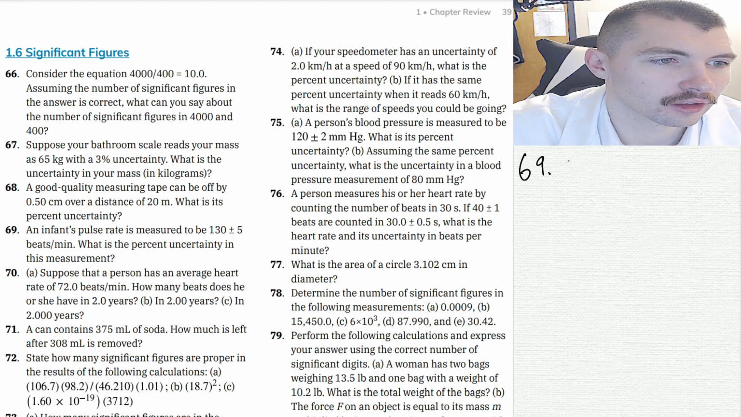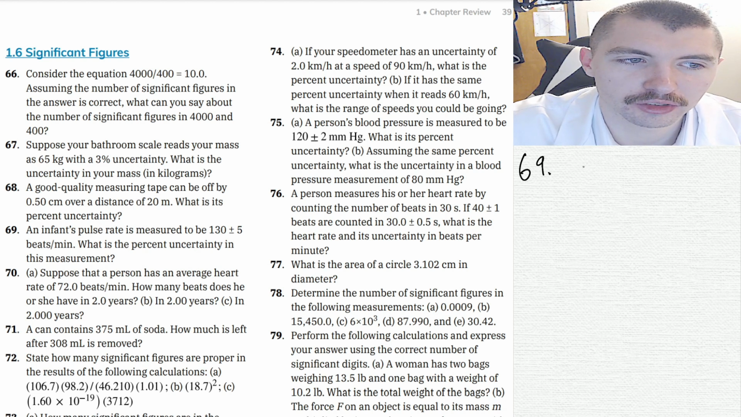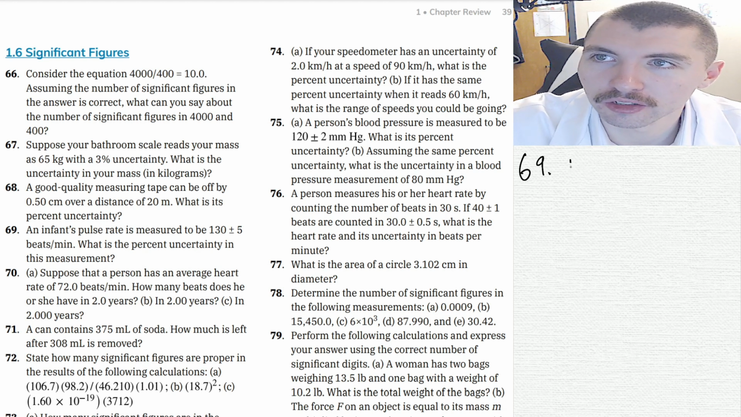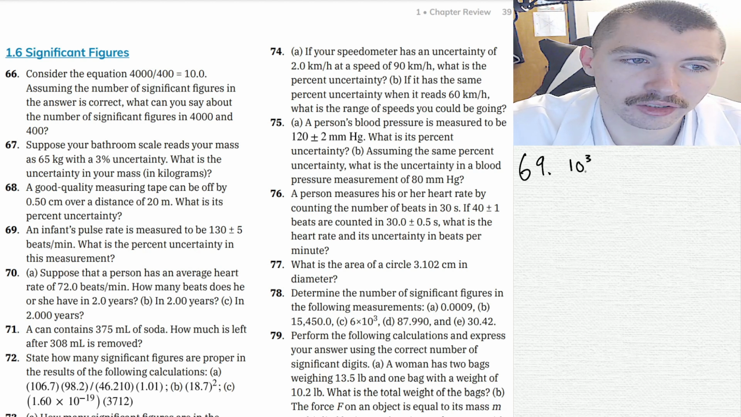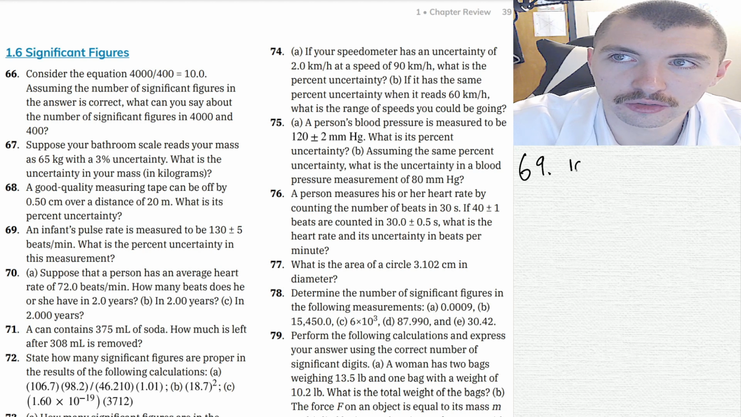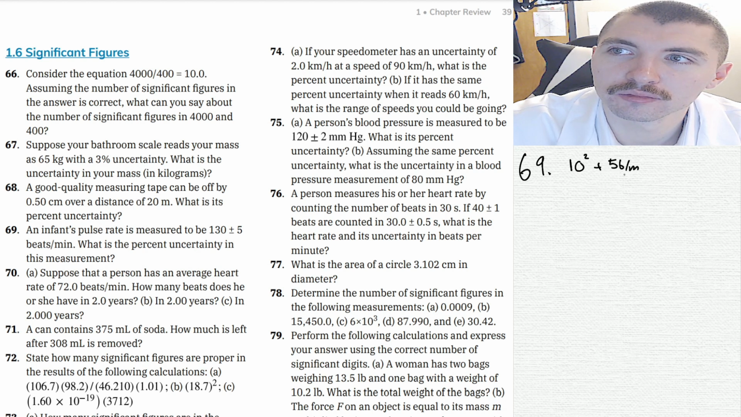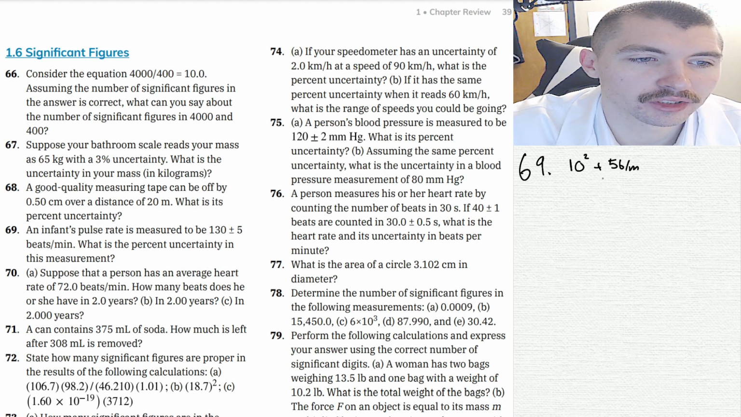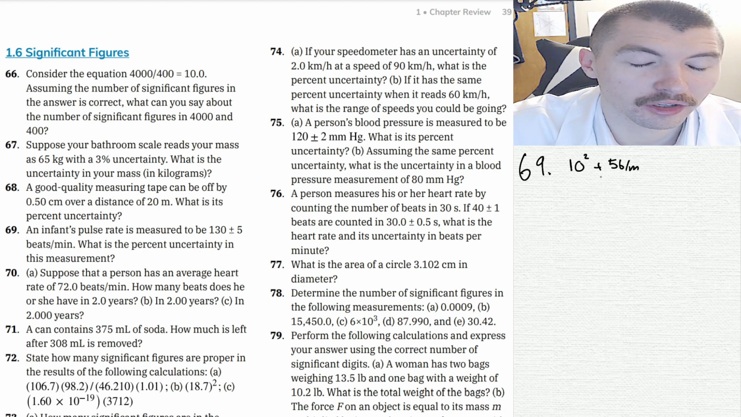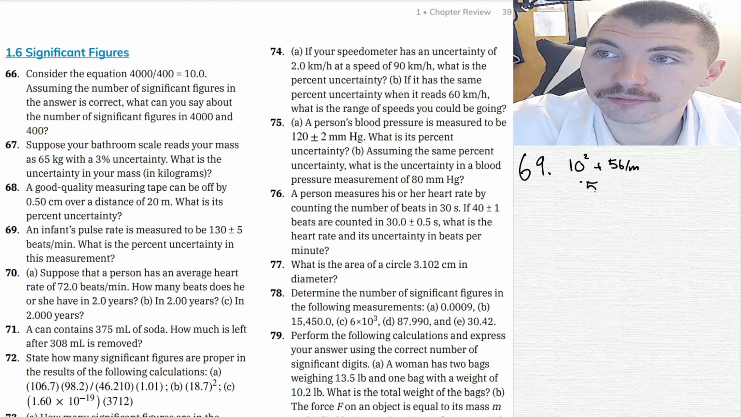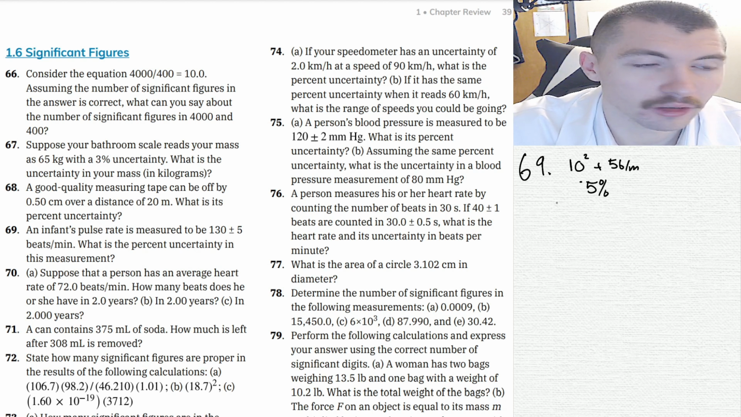69. Okay, an infant's pulse rate is 130 plus or minus 5. So we have 10 to the 3, because no, it'd be 10 to the 2. 10 to the 2 plus or minus 5 beats per minute. Okay, so the uncertainty, that's about 5%.